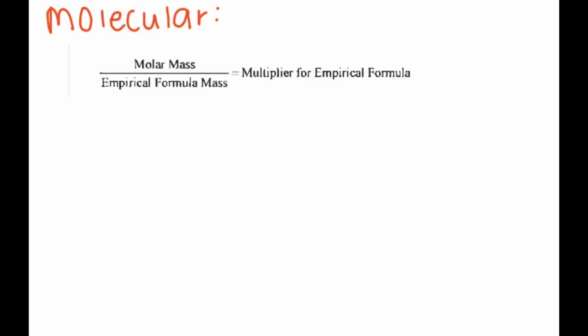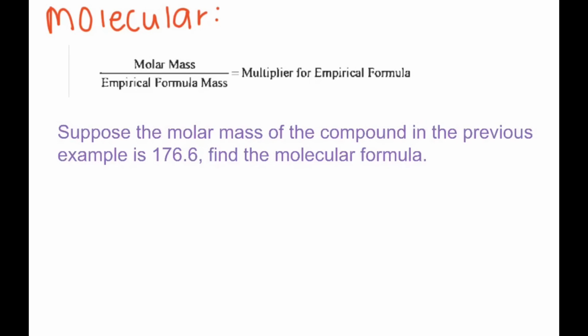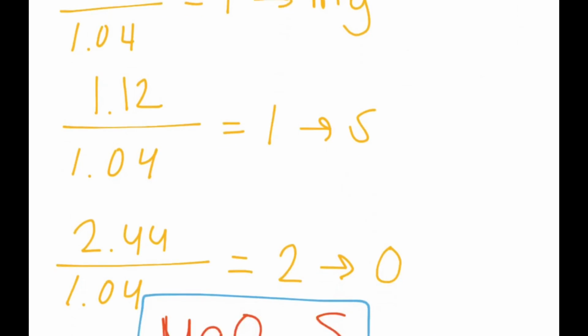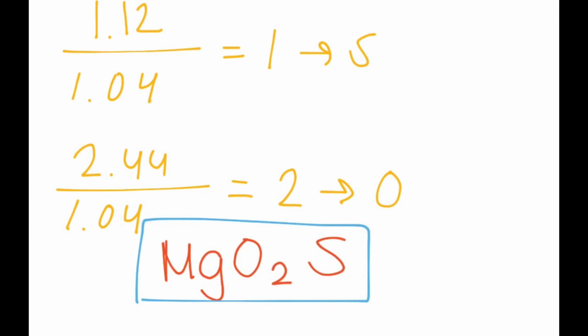To find the molecular formula, you will divide the molar mass of the compound by the empirical formula molar mass. Then you get a number, which is what you will multiply every number in the empirical formula by. So, suppose the molar mass of the compound in the previous example is 176.6 grams. Find the molecular formula. Going back to the previous example, we see that our empirical formula is MgO2S.